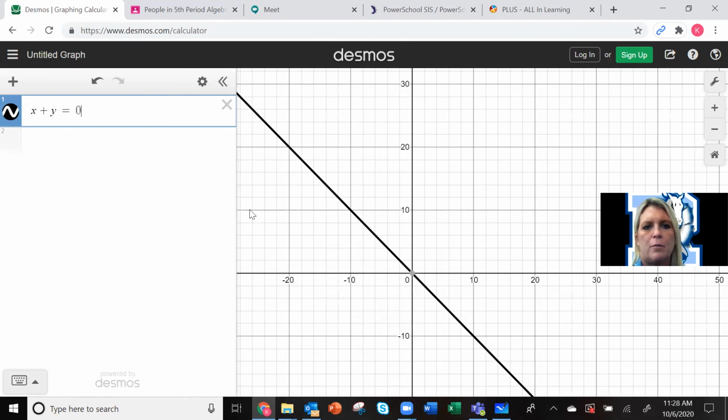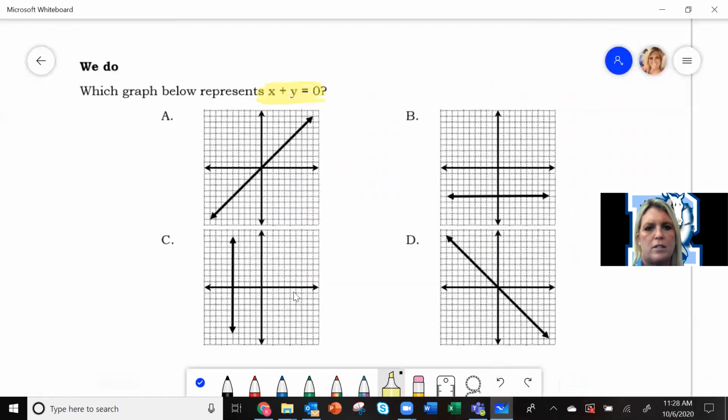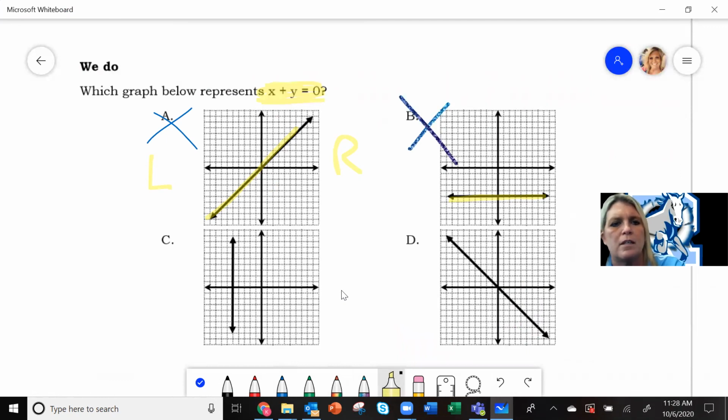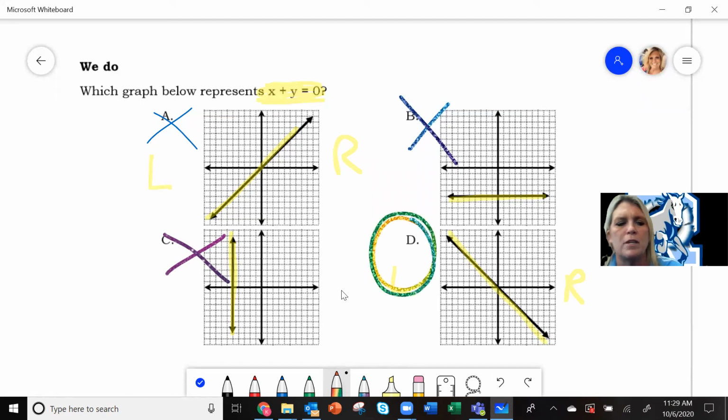Here's your line. From left to right, look, it's decreasing. It's going down. Well, let's look at our answer choices. The first one, letter A, from left to right, what's happening? It's going up. Well, that's not what we need. The next one, B, doesn't go up or down. It goes straight across as a horizontal line. That's not what we're looking for. C is a vertical line going straight up and down. We're not looking for that either. So let's hope this next one works. From left to right, it is going down. Through process of elimination, D should have been your answer.